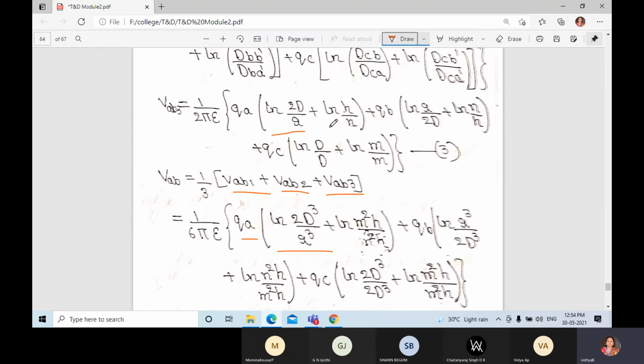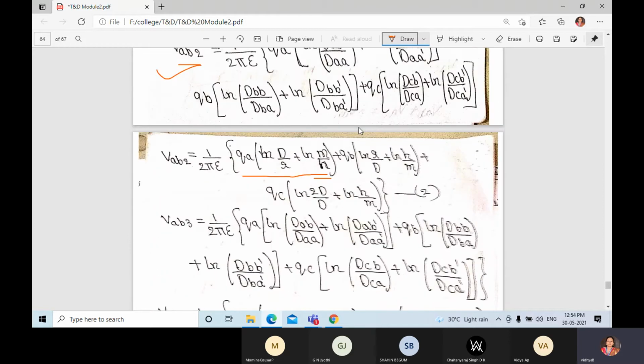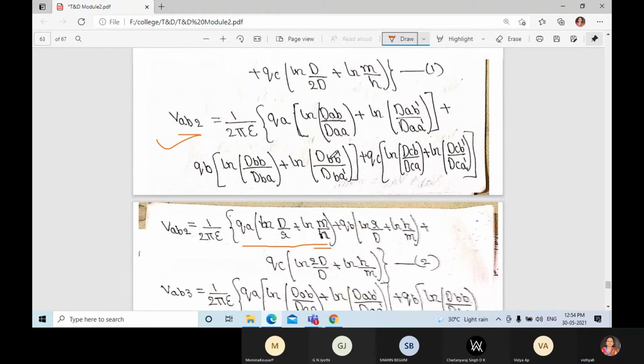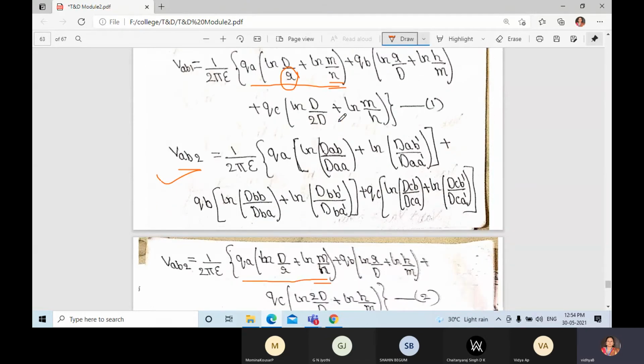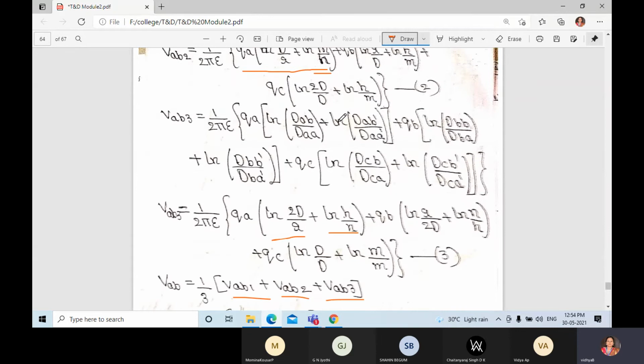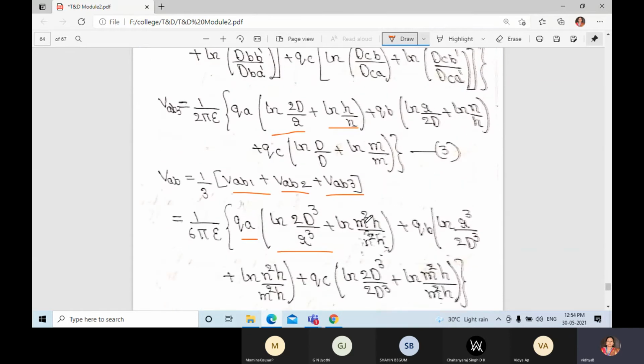You can observe here ln H by N and M by H, and next M by N, so M square divided by N square H. That is what they have written here: M square H divided by N square H plus QB ln R to the power of 3 divided by 2D cube, plus ln N square H divided by M square H, plus QC ln 2D cube divided by 2D cube, plus ln M square H divided by M square H. You need to observe that we are writing for AB.